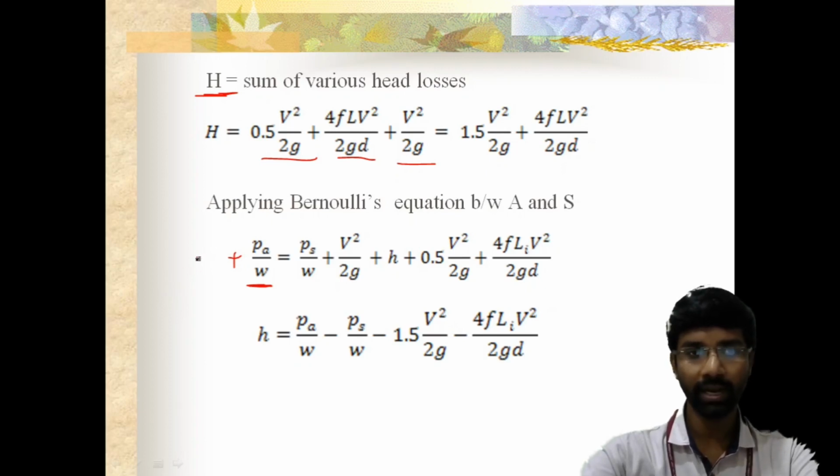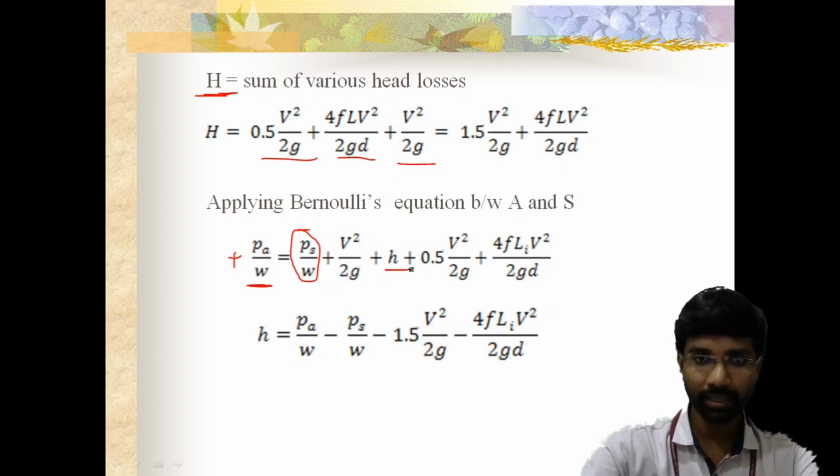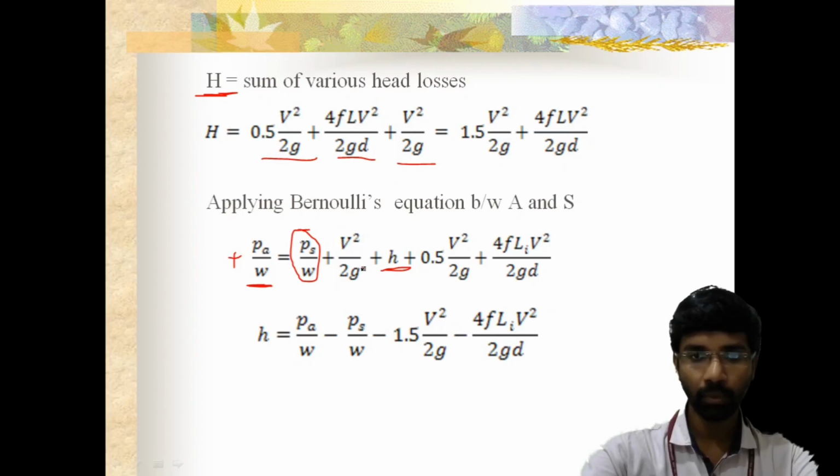So obviously datum is 0. And now coming to the summit point, it is P by W, that is nothing but pressure at summit point, PS by W, plus let V be the average velocity of the flow, V square by 2G, plus H. H is the distance between the summit point and the point A. As we have considered the datum as point A, H is the height, nothing but distance between the summit point S and point A, plus head loss.